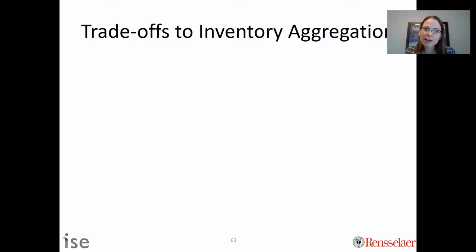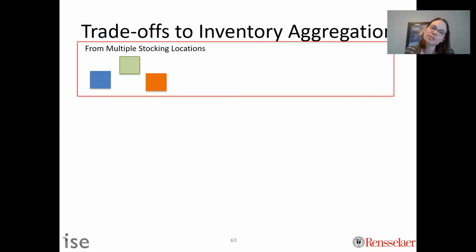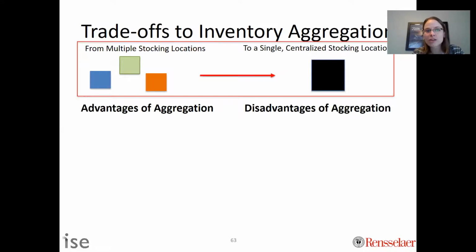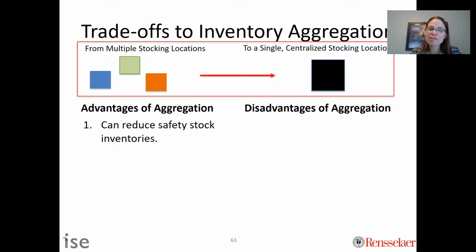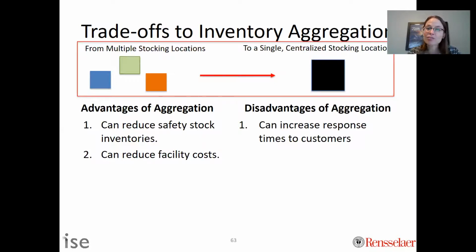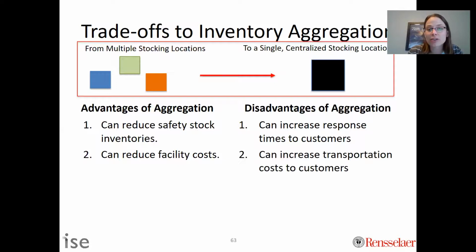So if you think about the trade-offs to inventory aggregation, if you have multiple stocking locations versus a single one, there are advantages and disadvantages of that. An advantage is it can reduce our safety stock inventories, and it can also reduce our facility costs. However, it can increase our response time to customers and also our transportation costs. So there's pros and cons.